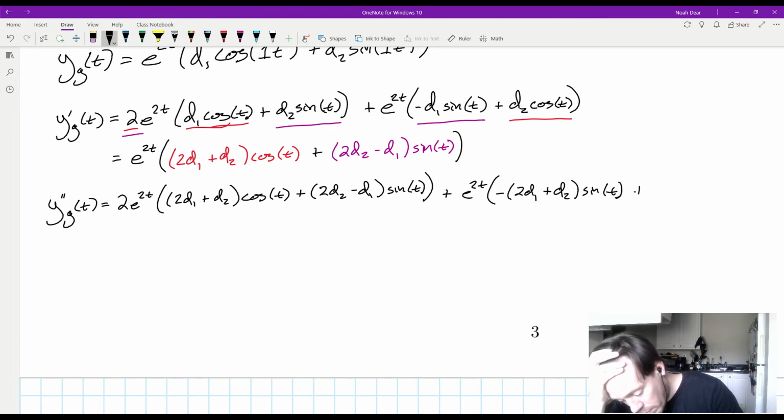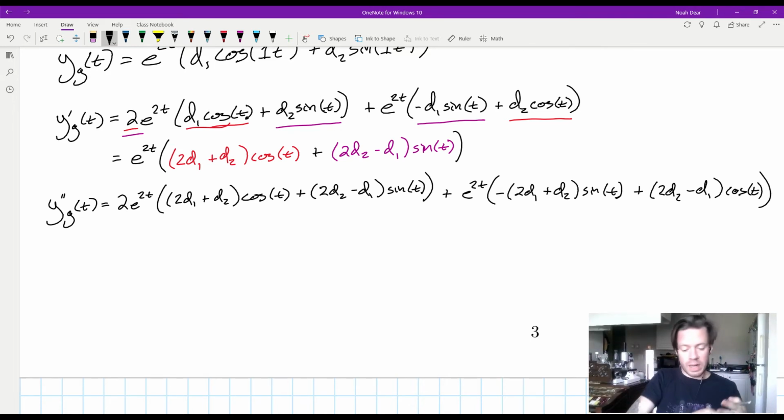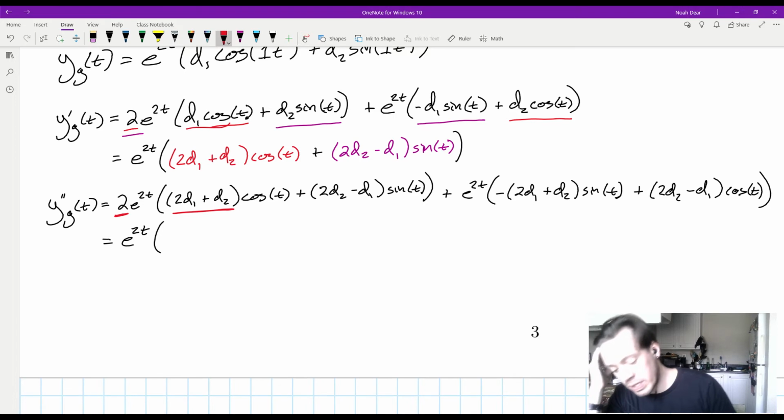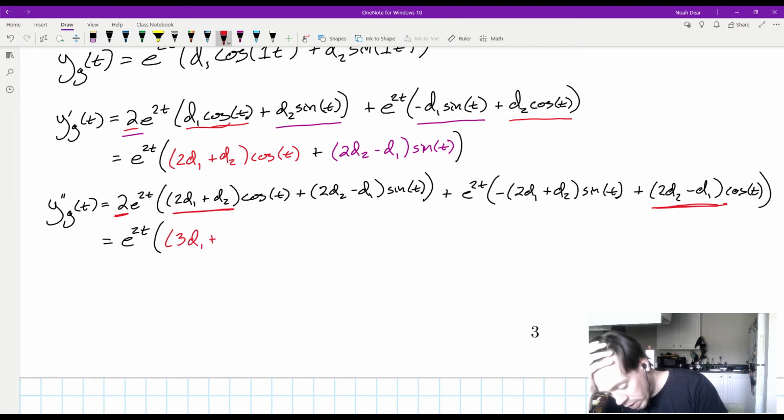And then plus 2d2 minus d1 cosine of t. And we again want to combine our sine and cosine terms. So I'll factor out the e to the 2t from everything. And then cosines, we have a 2 in front, and then a 2d1 plus d2. And then over here on the right, we have a 2d2 minus d1. So my d1s are going to be 4d1 minus d1 is 3d1. And then plus, I have 2d2s, and then another 2d2s is 4d2s in all, cosine of t.